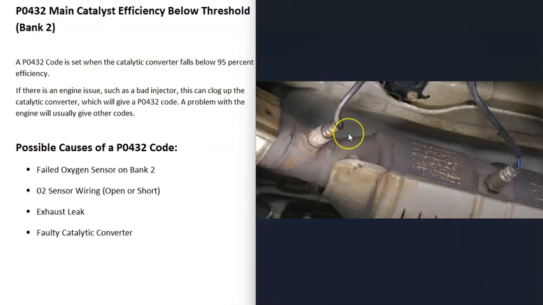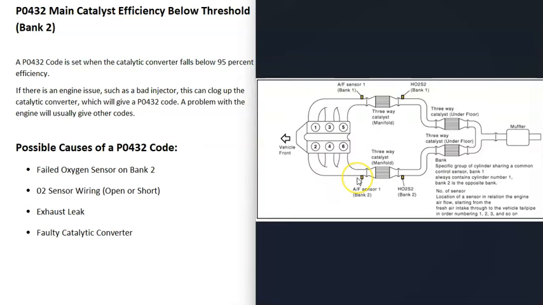You're going to have one sensor called sensor one, also called the upstream oxygen sensor, that's located before the catalytic converter. And then you're going to have sensor two, also called the downstream oxygen sensor, that's going to be located after the catalytic converter and sometimes right on it. It can be a good idea to get a diagram for your specific vehicle to know exactly where those sensors are located.